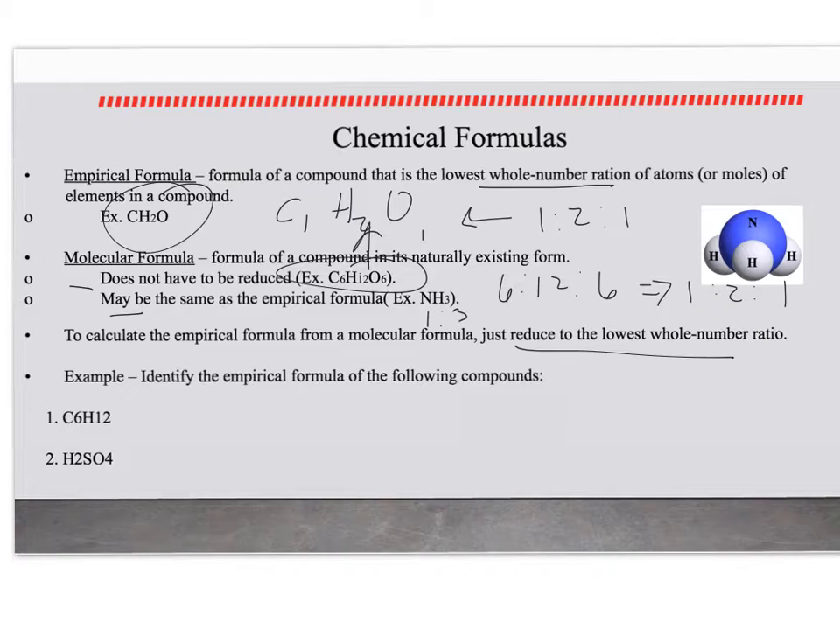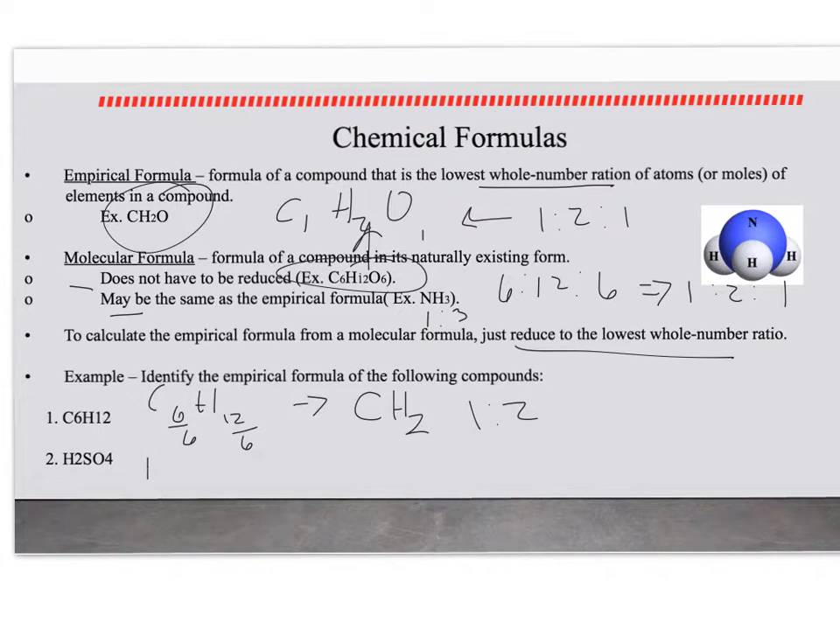I have C6H12. Those should be subscripts. If I can reduce both of these numbers by the same number, which is 6, your empirical formula of this compound would be CH2, where you would have a 1:2 ratio of carbon to hydrogens.